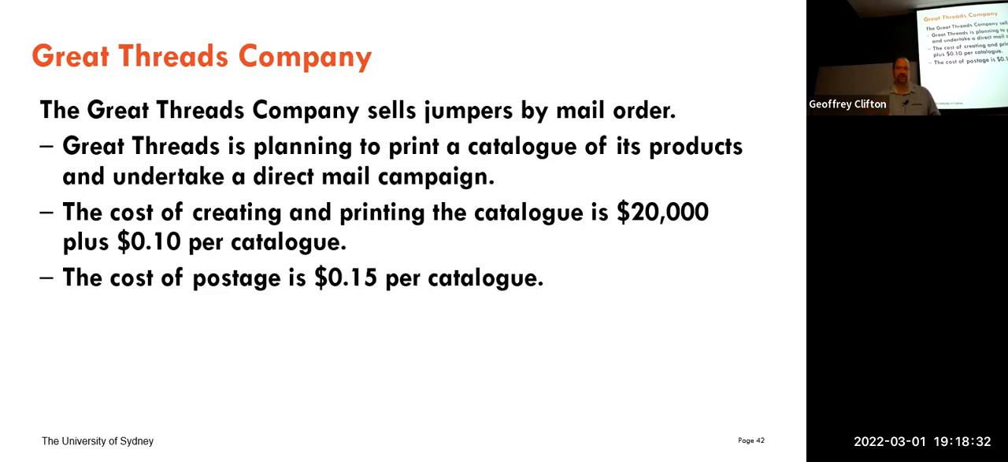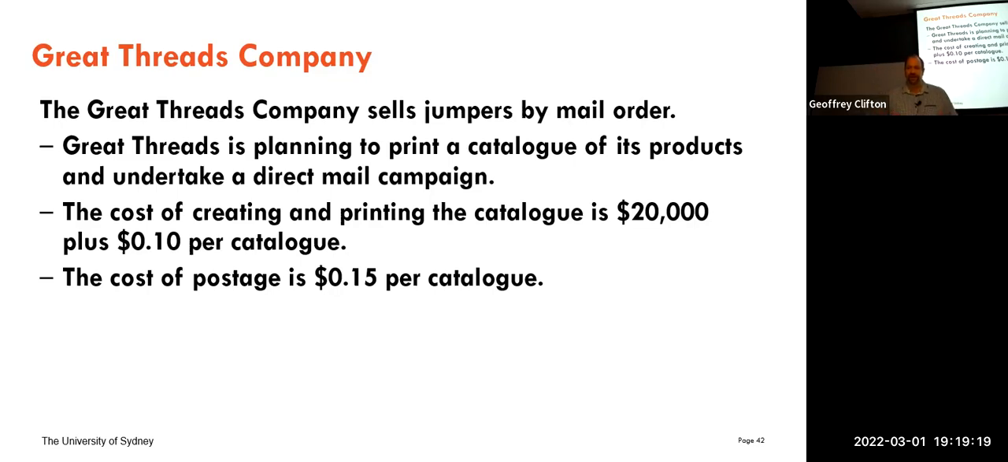They plan to print a catalog and then send out that catalog to their mailing list. Then their customers will go through the catalog like a magazine, and they'll say, oh, yep, I like that one, that one, that one. If they want to, they'll post back their order, and then the Great Threads Company will ship out the clothes to them. So that's the plan. The Great Threads Company wants your help in modeling what might happen.